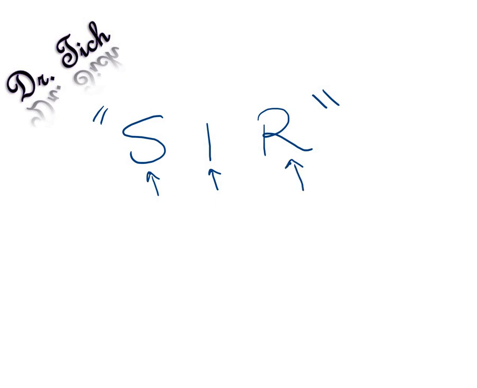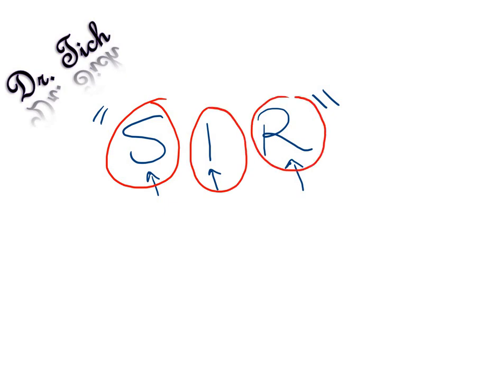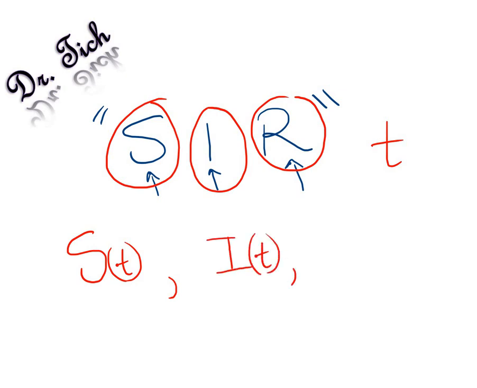And we are going to say these are classes, or groups, of people at any particular point in time t. In other words, we have a group at a certain time t of susceptibles, a group of infected people at time t, and a group of recovered people at time t.